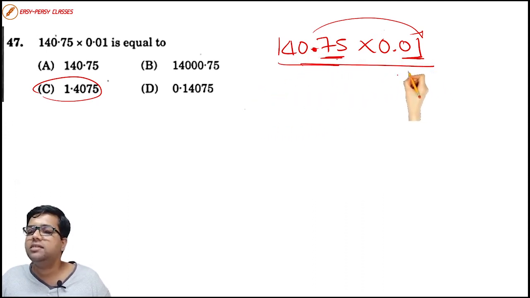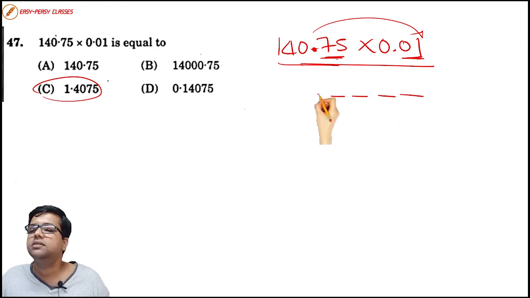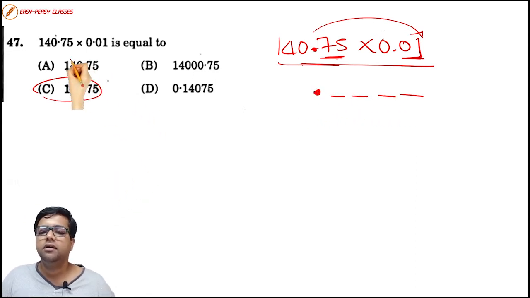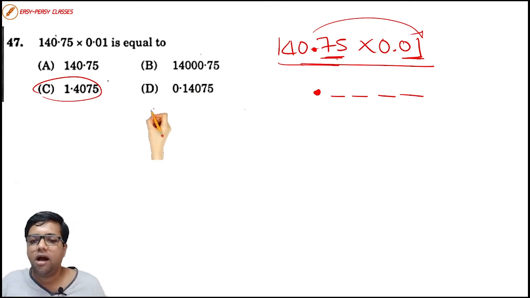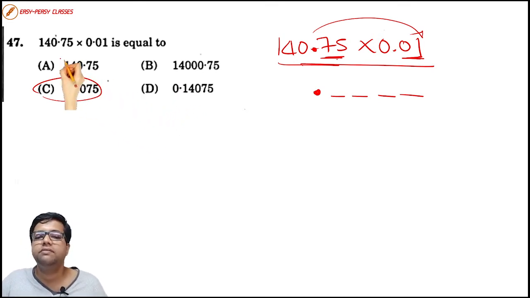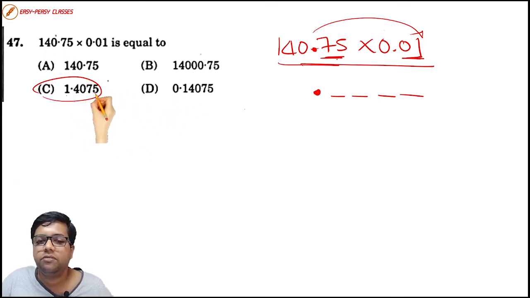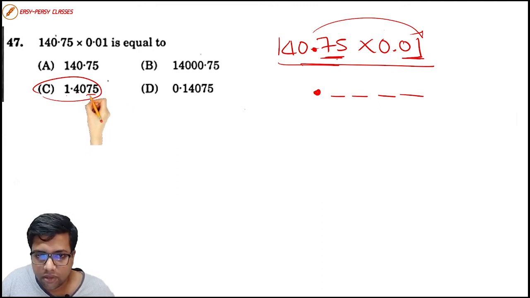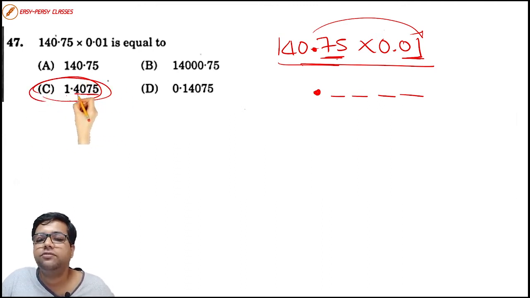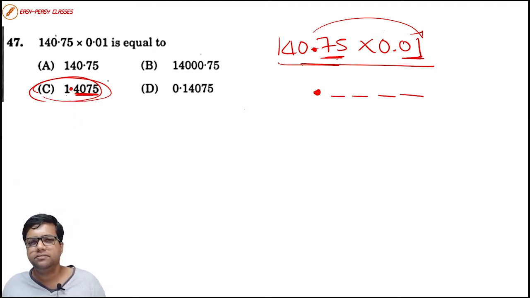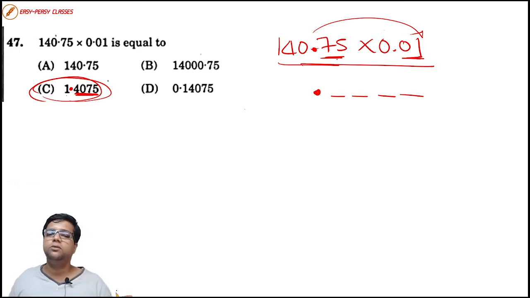That means in the answer, after four places the decimal point should appear. In which of these options, after four places, the decimal point is arriving with the same number 140.75? Only in option number C. That is it. It was as easy as that, but since people don't practice, they tend to go through that long method of doing it.